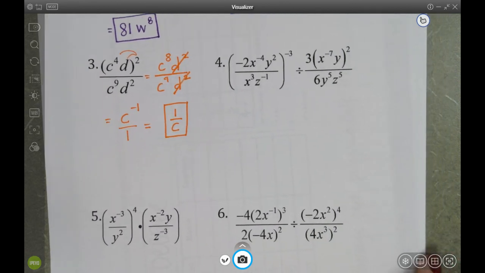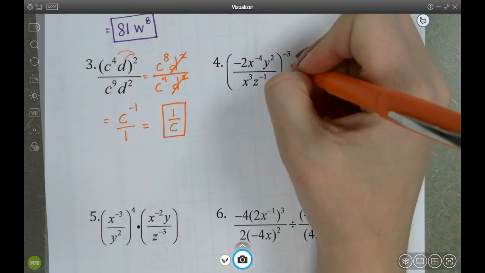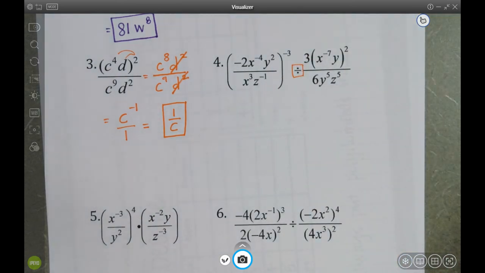All right, number 4. Looks a little intimidating. Okay, but the thing we need to focus on first is the fact that we have a division symbol here. Who remembers how to divide fractions?